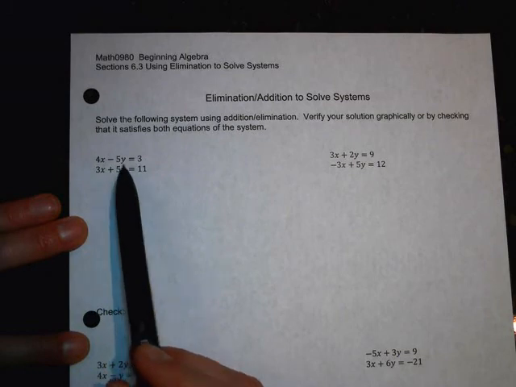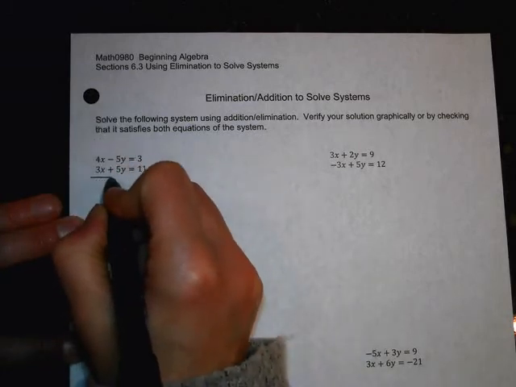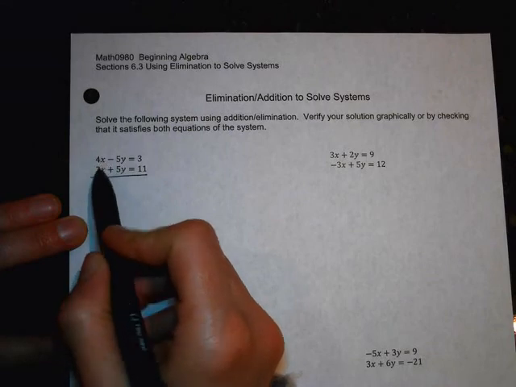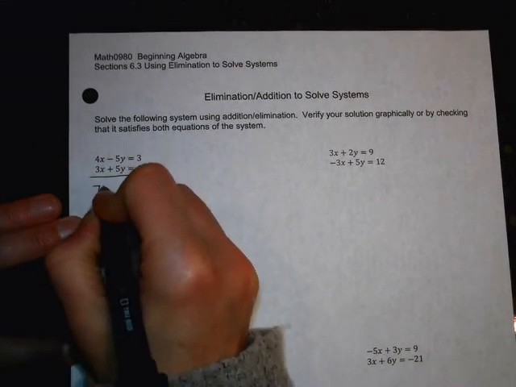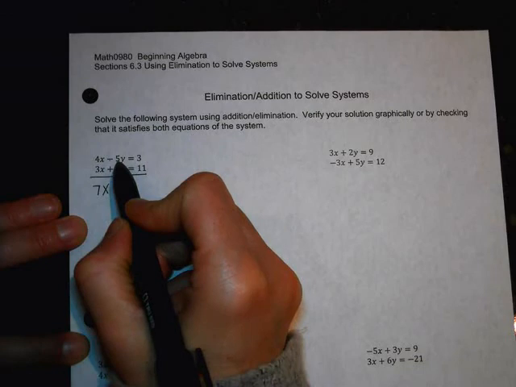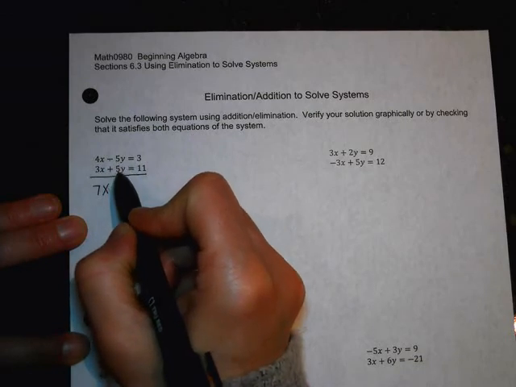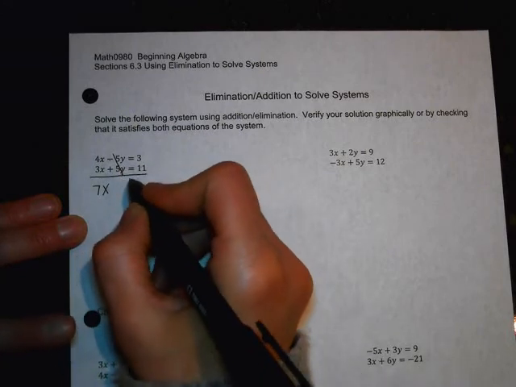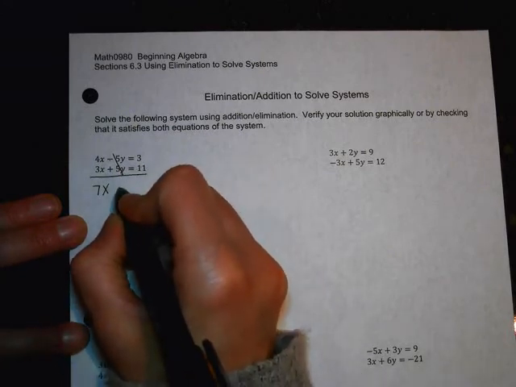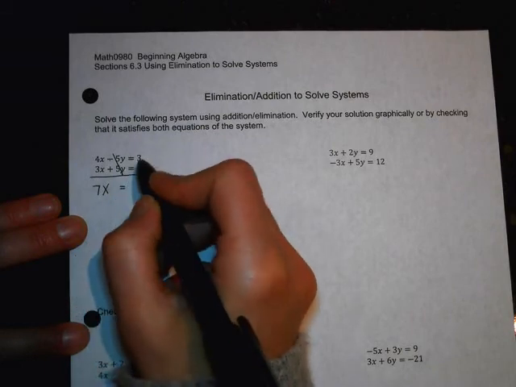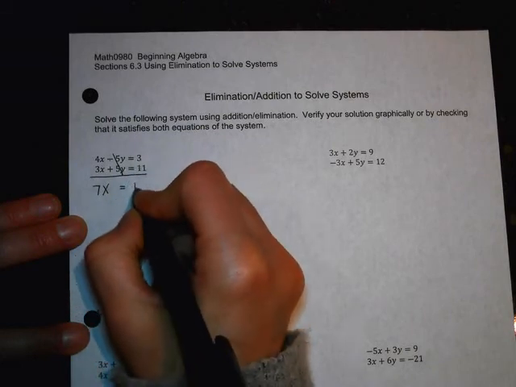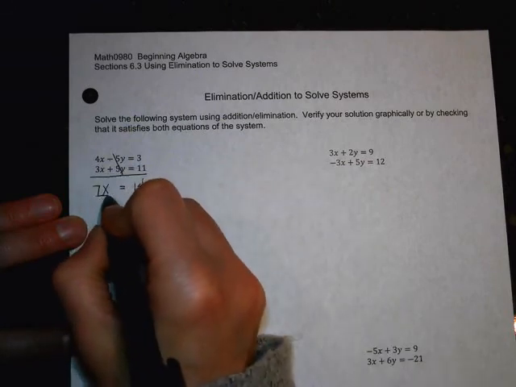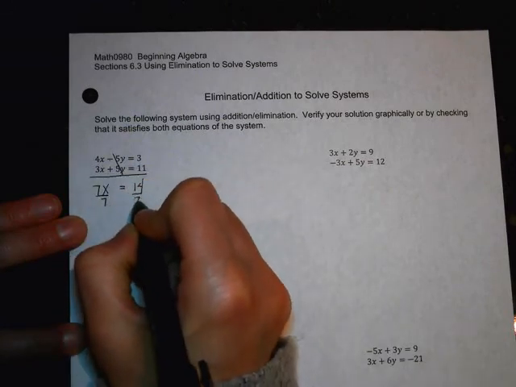So I'm going to add the equations. So 4x plus 3x, that's going to give us 7x. -5 plus 5 gives us 0y. So I'm just going to cross those off because we don't need them anymore. It's a 0y. Why would we write 0 times y? It's just 0. And then that equals 3 plus 11. So that equals 14. And then we just solve for x. So to undo multiplication, we divide. So it looks like we're going to get x equals 2.